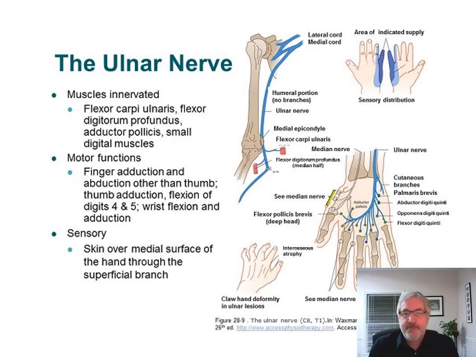Okay, this just gives you the names of the muscles, and I don't think I really need to go over that. Well, there's one thing. You do finger adduction and abduction in these fingers, not the thumb. You have only adduction with the thumb. You have flexion of digits 4 and 5, wrist flexion. Okay, those are some of the things that you can do with the ulnar nerve.